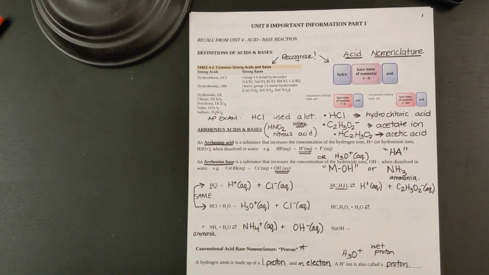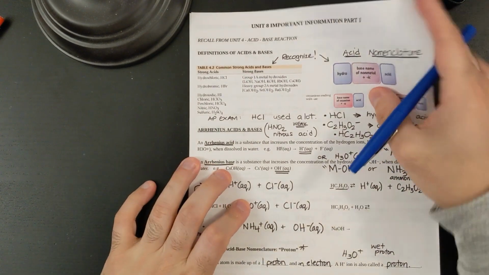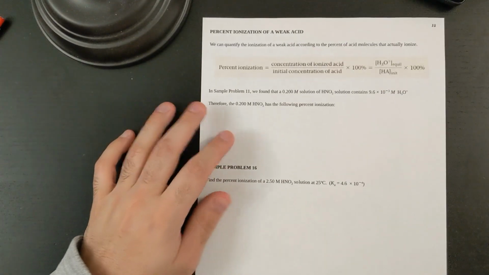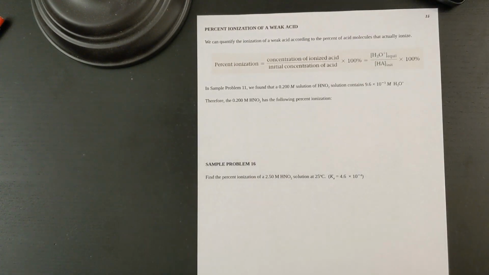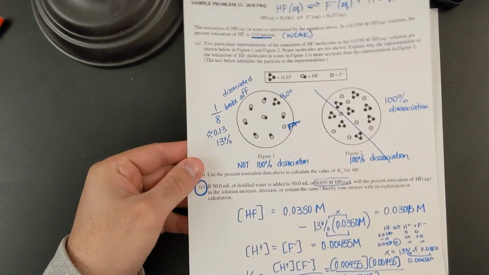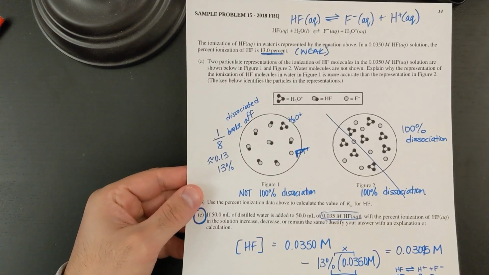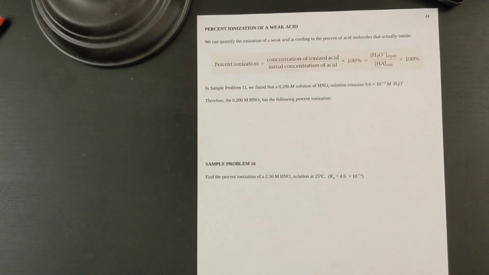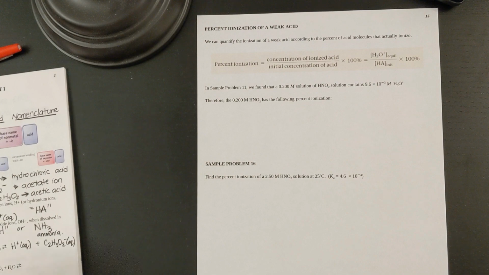We're going to be looking at the Unit 8 Important Information Part 1 notes, and we're going to jump all the way to the last page where we're going to discuss percent ionization. In the last set of problems that you did, we did a percent ionization type of free response question. Now we're going to put some notes to that and see if it makes even more sense.